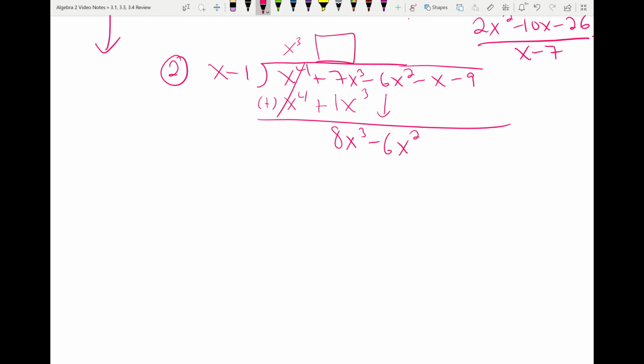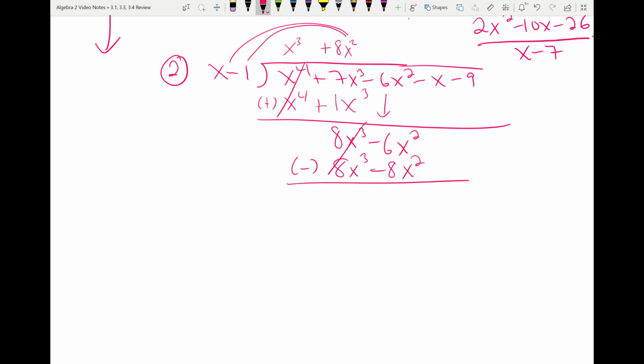Fill in the blank. What times x is 8x cubed? That would be a positive 8x squared. So 8x squared times x is 8x cubed. 8x squared times negative 1 is negative 8x squared. Subtract. Two negatives make a positive. Negative 6 plus 8 is 2x squared. Bring down the negative x.